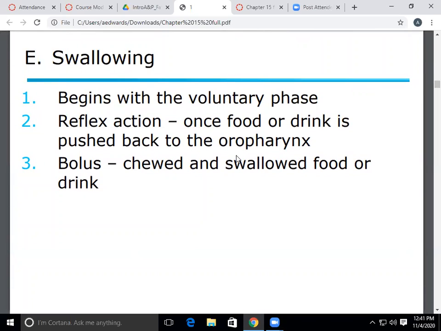So swallowing starts voluntarily, okay? You're deciding to swallow your food. And then you have a reflex action. So once you push food or drink back into your oral pharynx, you get a reflex, all right, to help you move that food down so you don't choke. Now, the term we use for the food, once it's been chewed and swallowed, we call it a bolus.